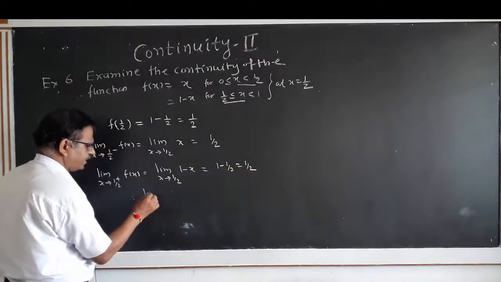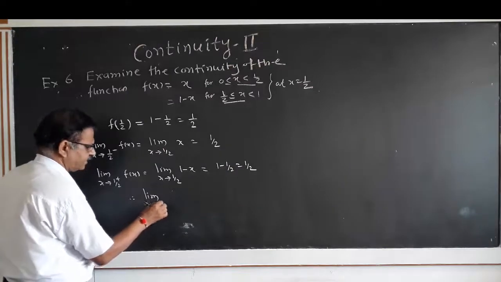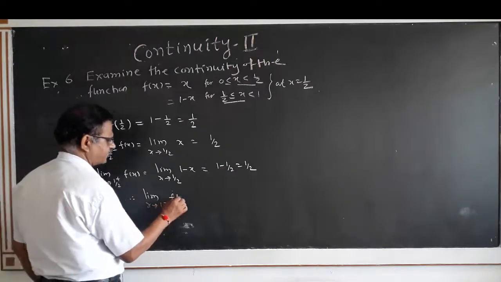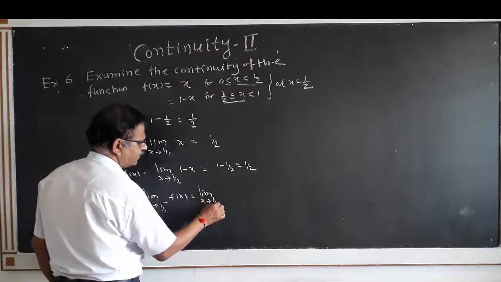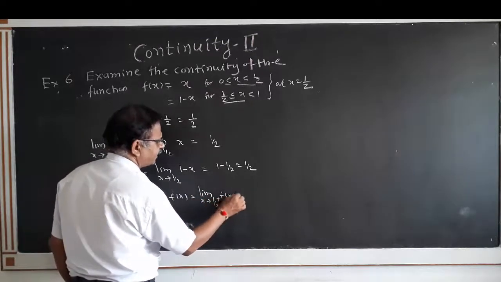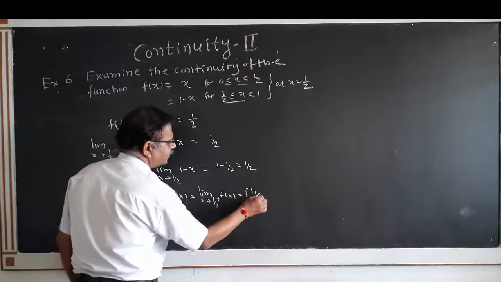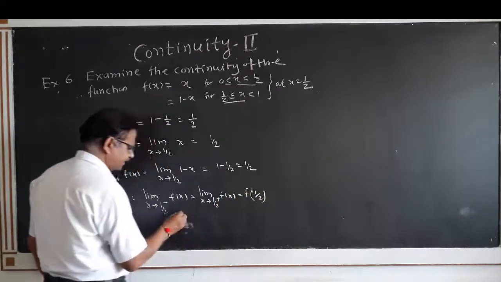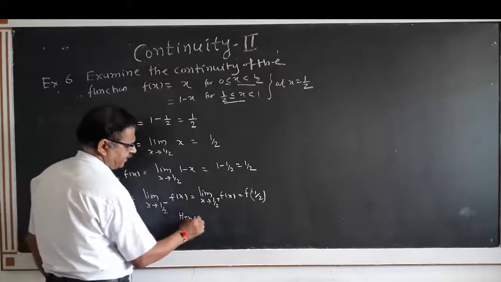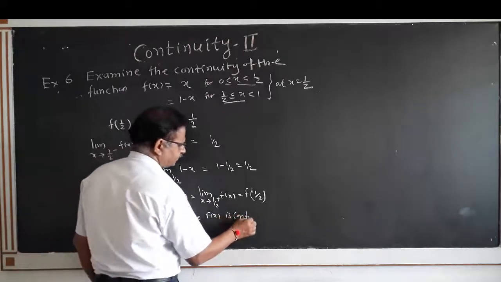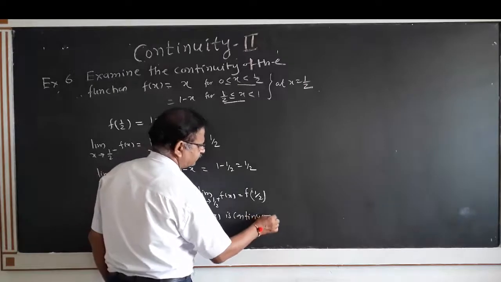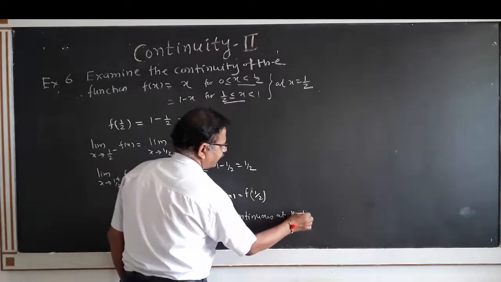Therefore, limit x tends to 1 by 2 minus of f(x) is equal to limit x tends to 1 by 2 plus of f(x) is equal to f of 1 by 2, and hence f(x) is continuous at x equal to 1 by 2.